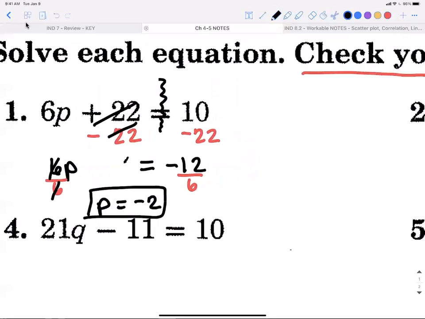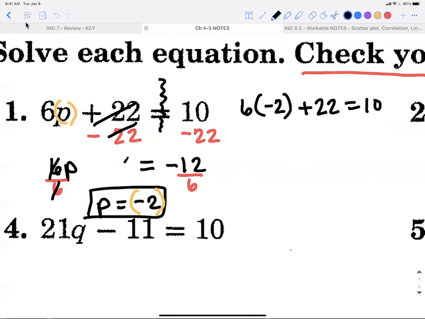So checking it means that we have decided that the P is equal to negative 2. So we go back to the original equation where there was a P, and now we write the whole original equation, but in place of the P in that parentheses, we're going to put a negative 2. So we've got 6 parentheses, negative 2, because we're plugging in negative 2 for P, and then plus 22 equals 10.